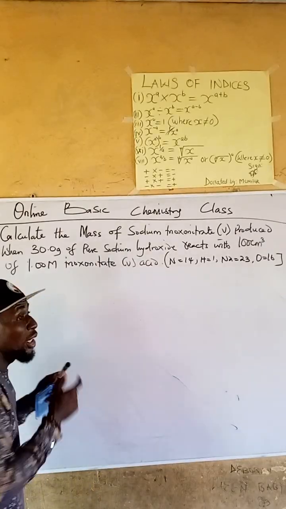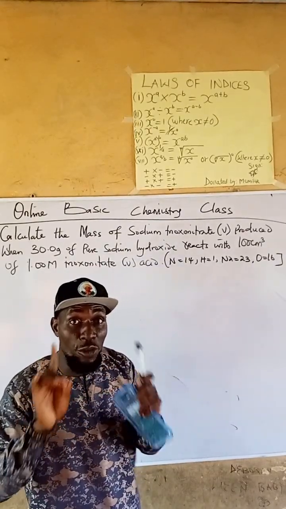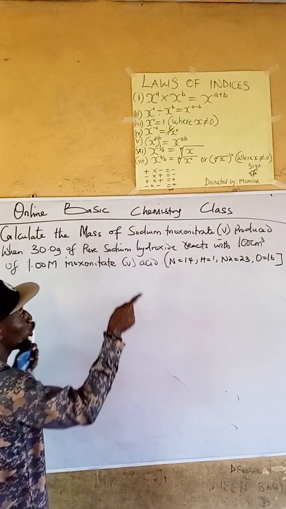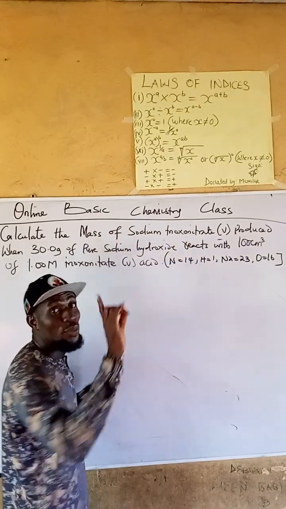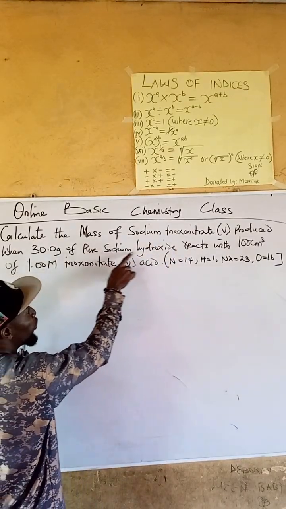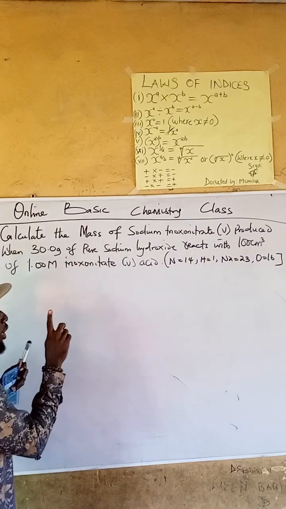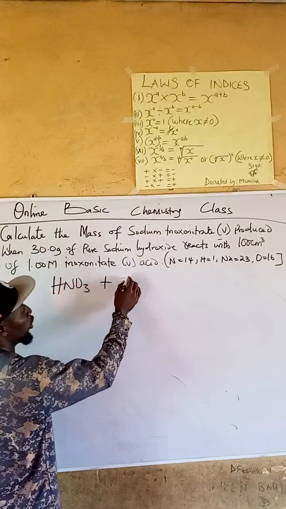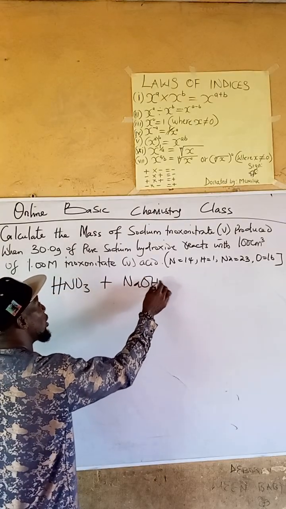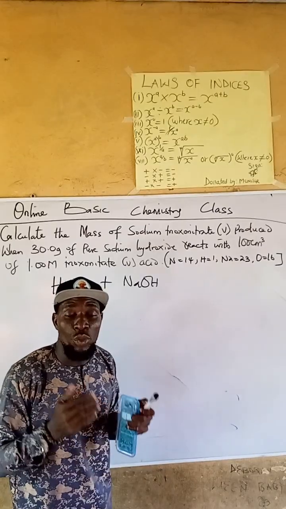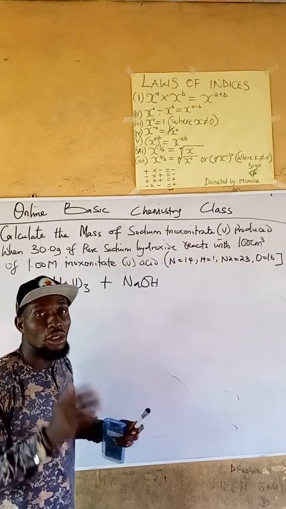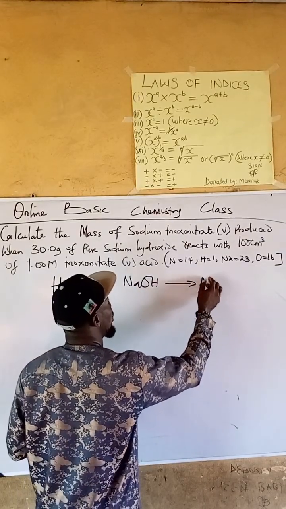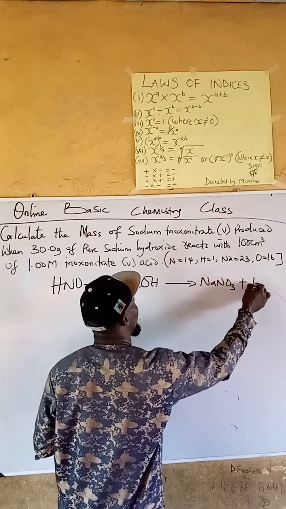Now, first thing first, in stoichiometry, it is important that you write a balanced chemical equation first. So what is the balanced chemical equation? Calculate the mass of sodium nitrate produced. It means that NaNO3 is a product, when 30 grams of pure sodium hydroxide reacts with 100 cm cubed of 1 molar HNO3. So it is an acid, HNO3, reacting with a pure sample of sodium hydroxide. In our basic chemistry, when an acid reacts with a base, we get a salt and water as the only products. So the salt here will be sodium nitrate and water.